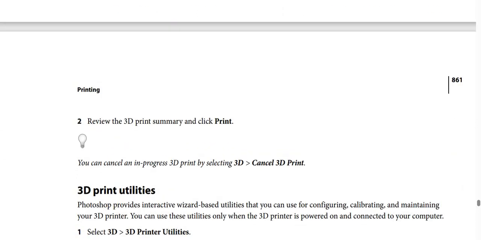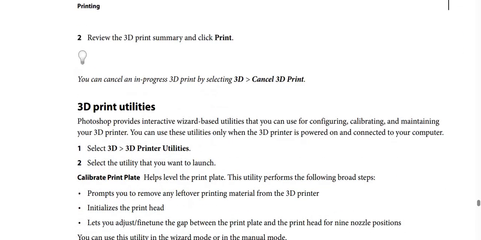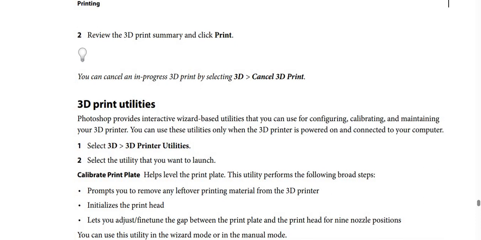Step number 2. Review the 3D print summary and then click Print. And also you can cancel an in-progress 3D print by selecting 3D, then selecting Cancel 3D Print.